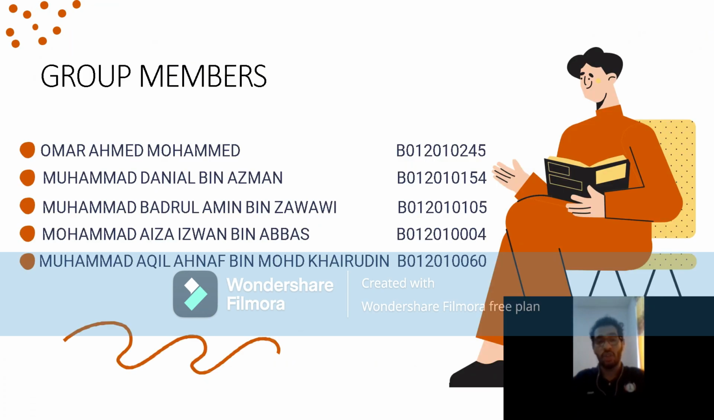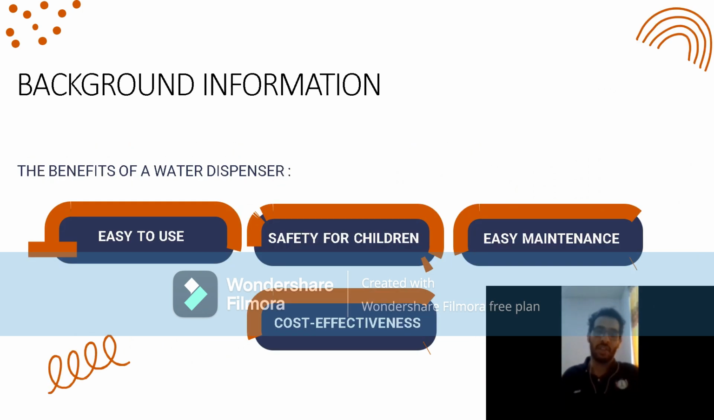First, let's introduce myself and my group members. My name is Omar Ahmed Muhammad, and my group members are Muhammad Daniel, Muhammad Badrul, Muhammad Izwan, Muhammad Agil. Let's get started. Basically, we need to have some information for our project before we start.